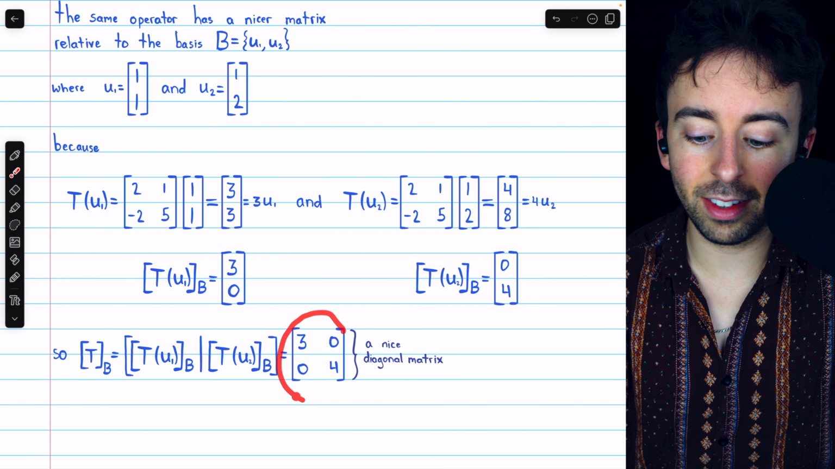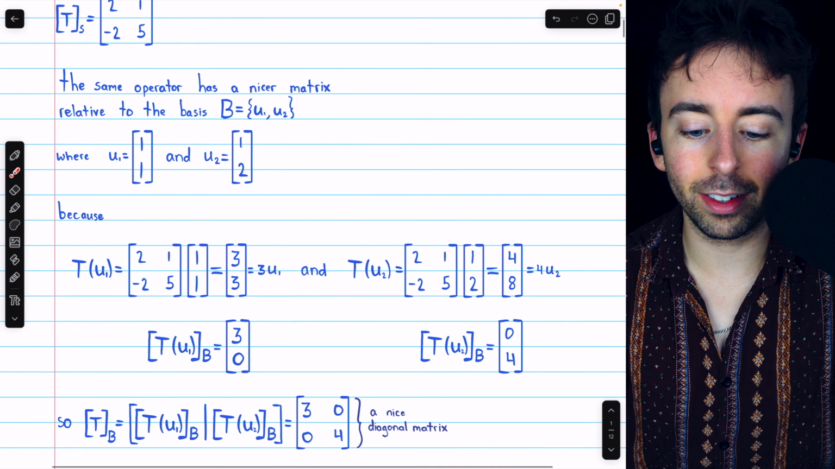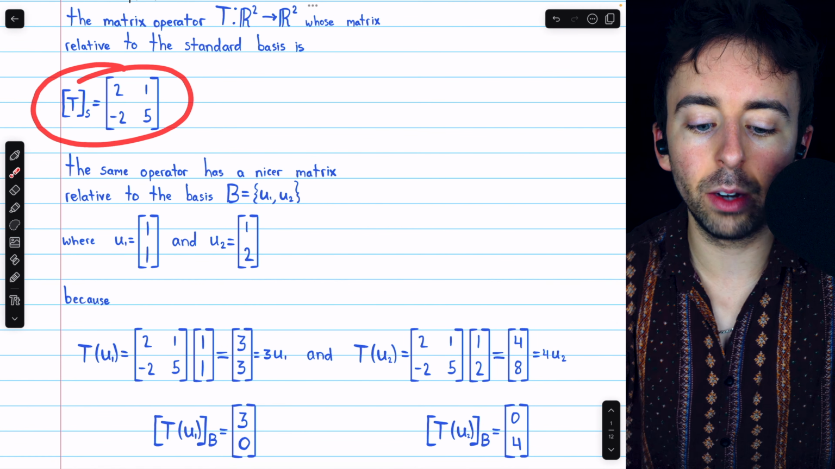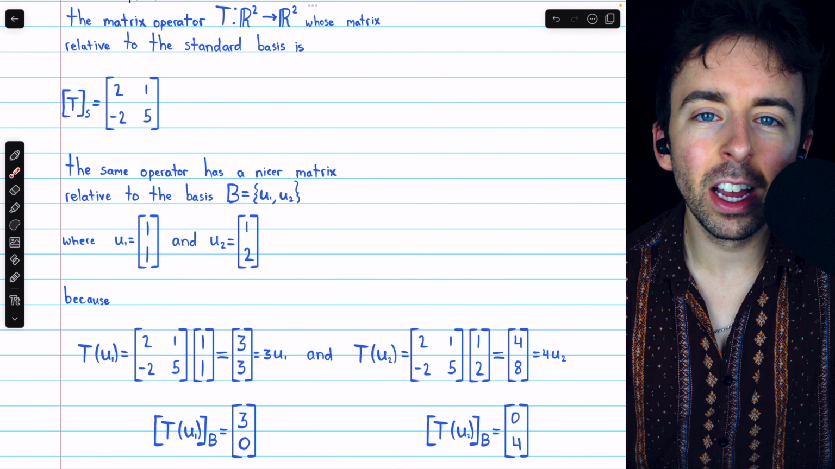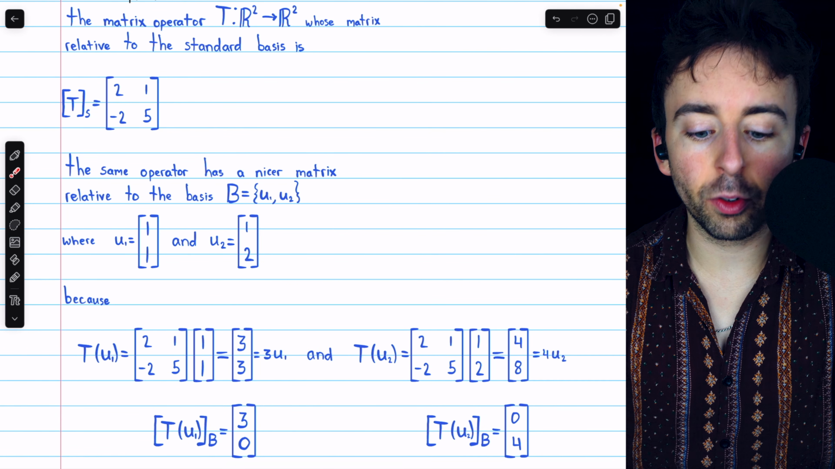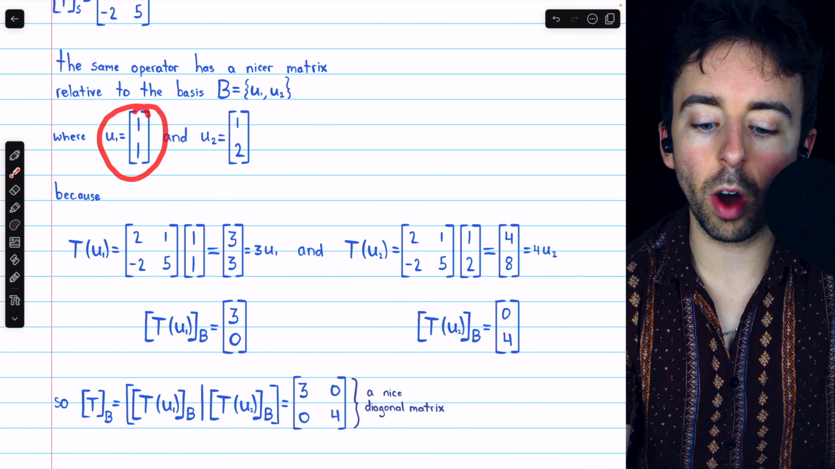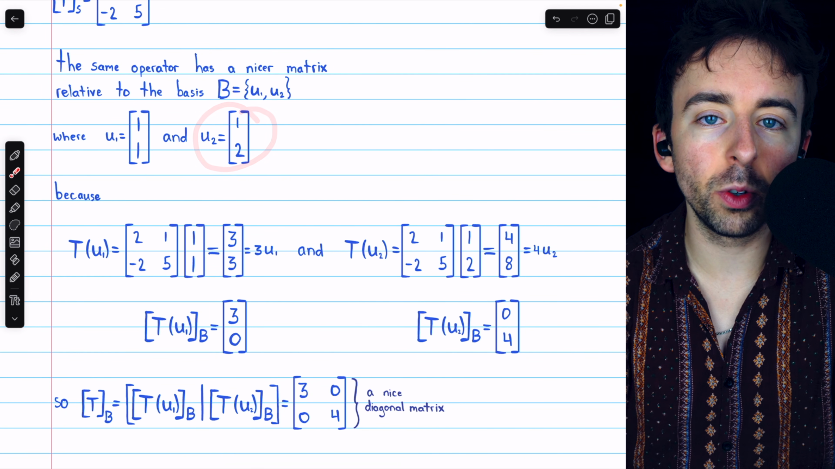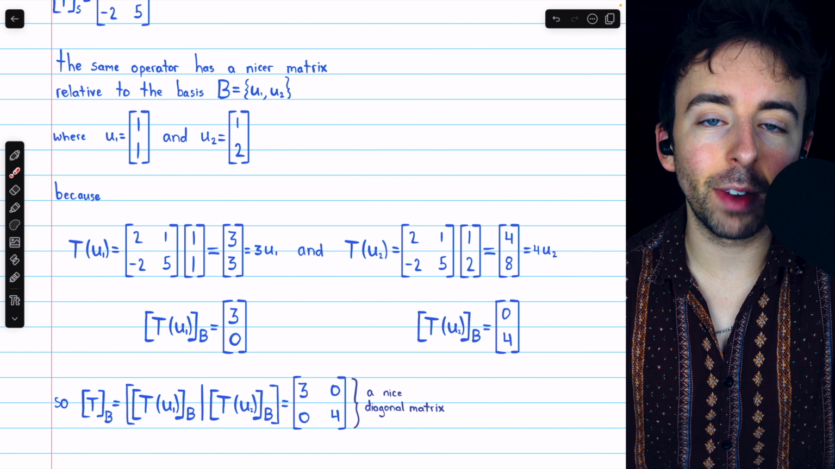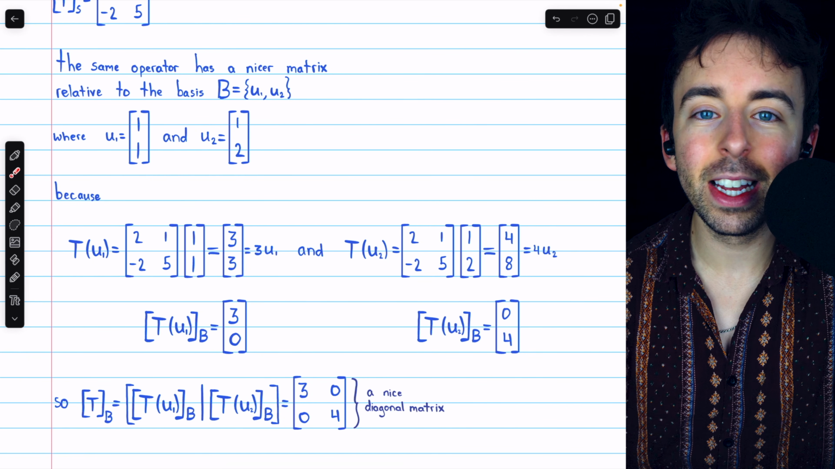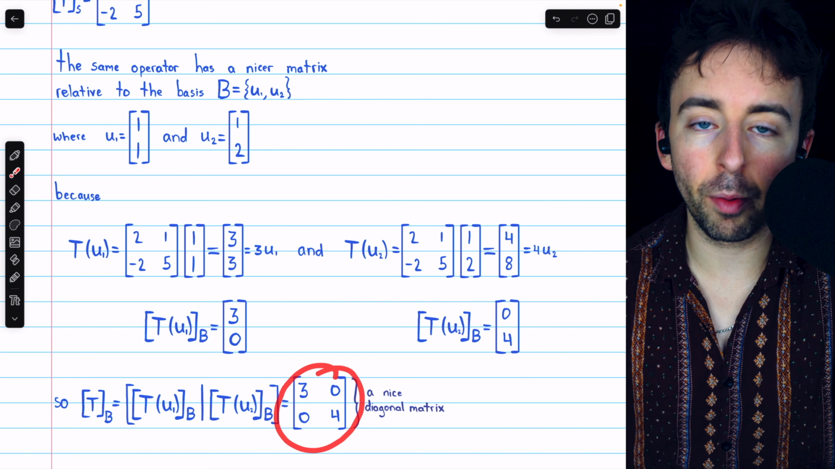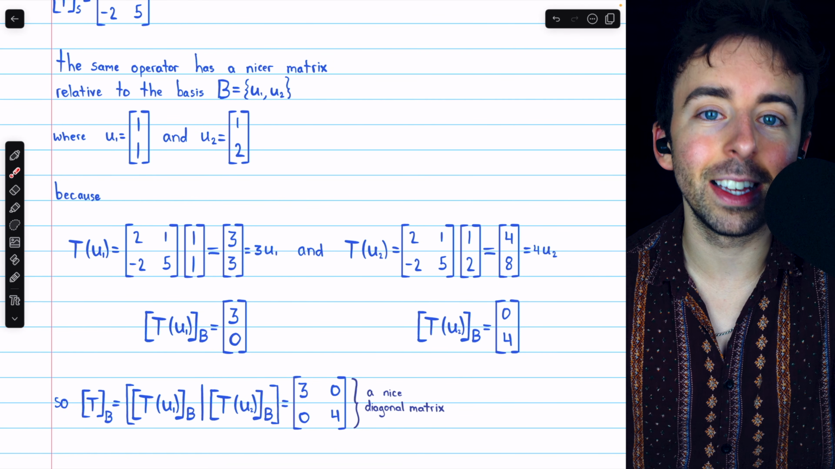Of course, this is a very nice diagonal matrix. The original matrix that we had with respect to the standard basis was not diagonal. Since this transformation happens to have the effect of tripling u1 and quadrupling u2, they make better basis vectors for this transformation, at least as far as the transformation matrix and its simplicity is concerned.